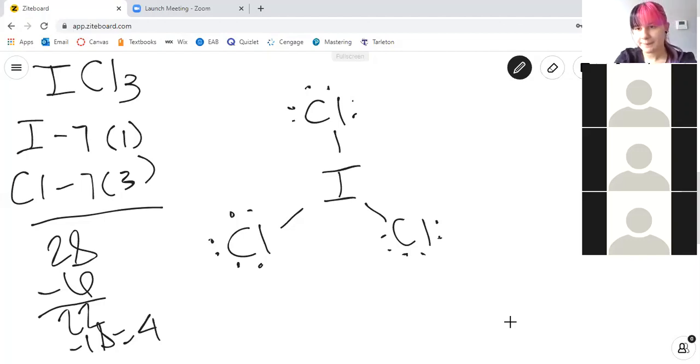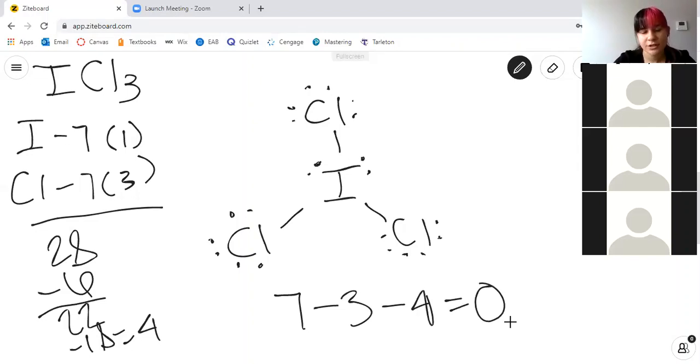What am I going to do? Put them on the iodine. Yes. Okay, so that is our complete structure. For formal charge of iodine, you have 7 valence electrons. How many bonds do you have? 3. And how many non-bonding electrons? 4. So it's just a formal charge of 0. There's no charge on this.